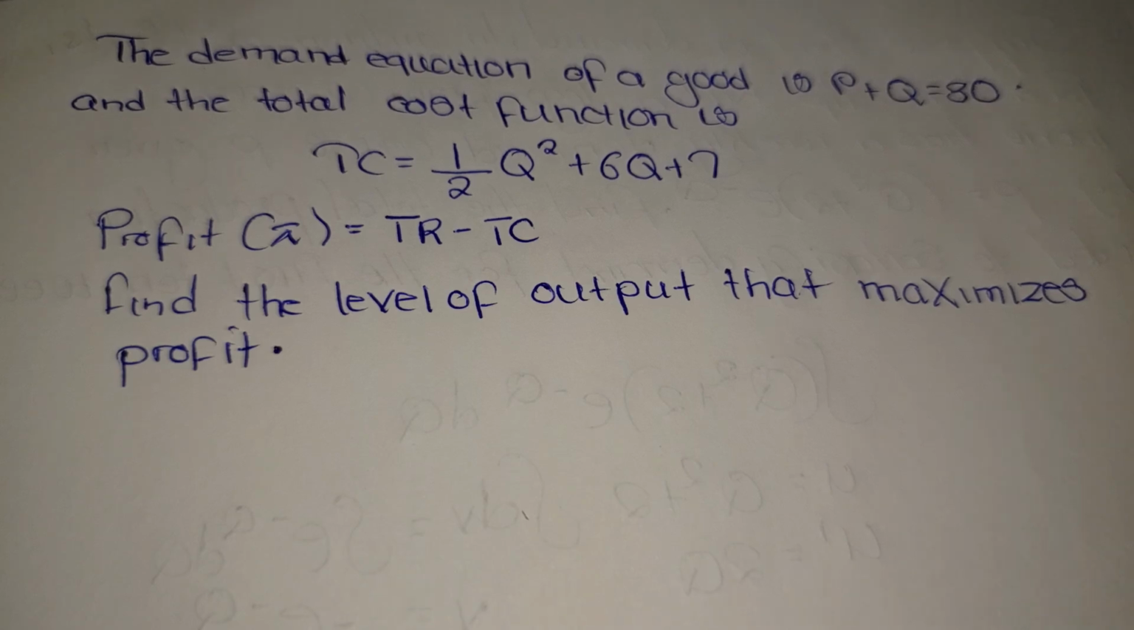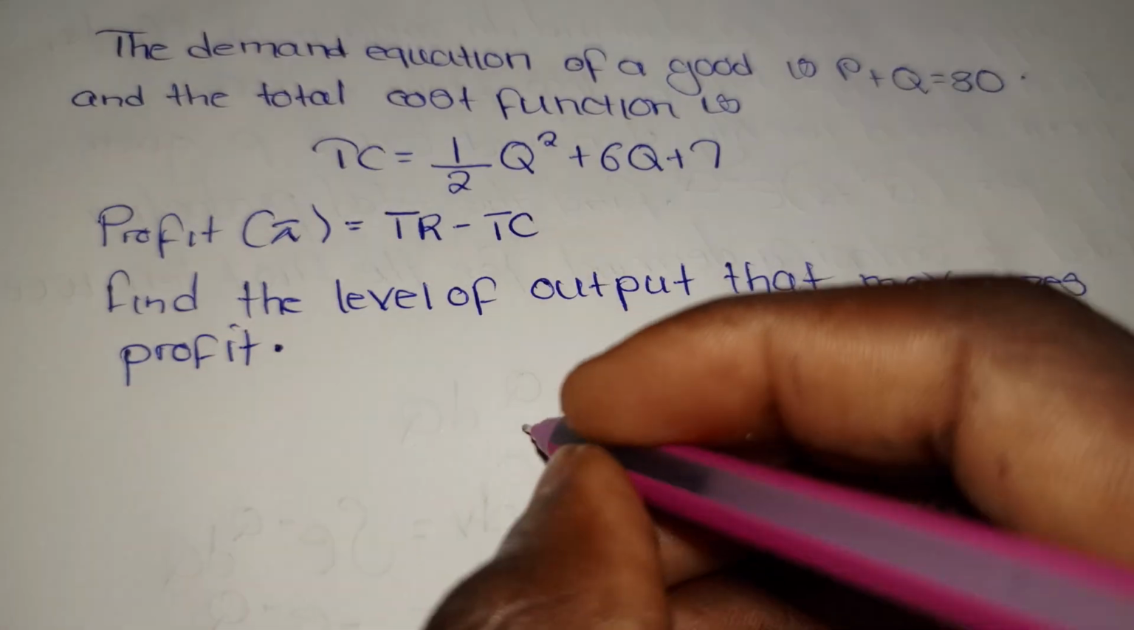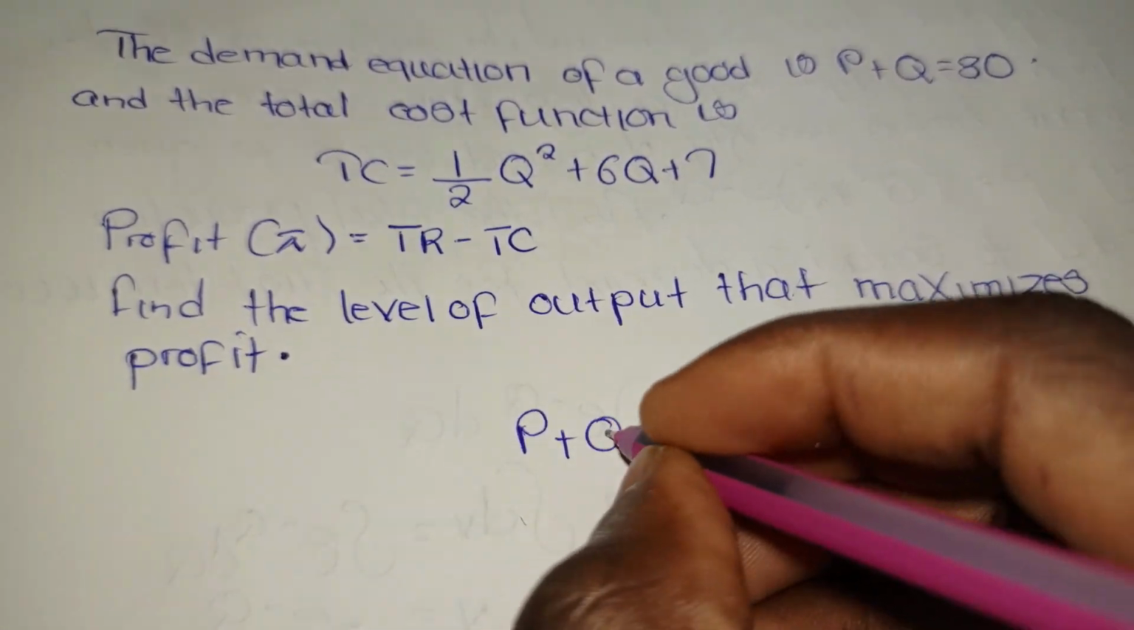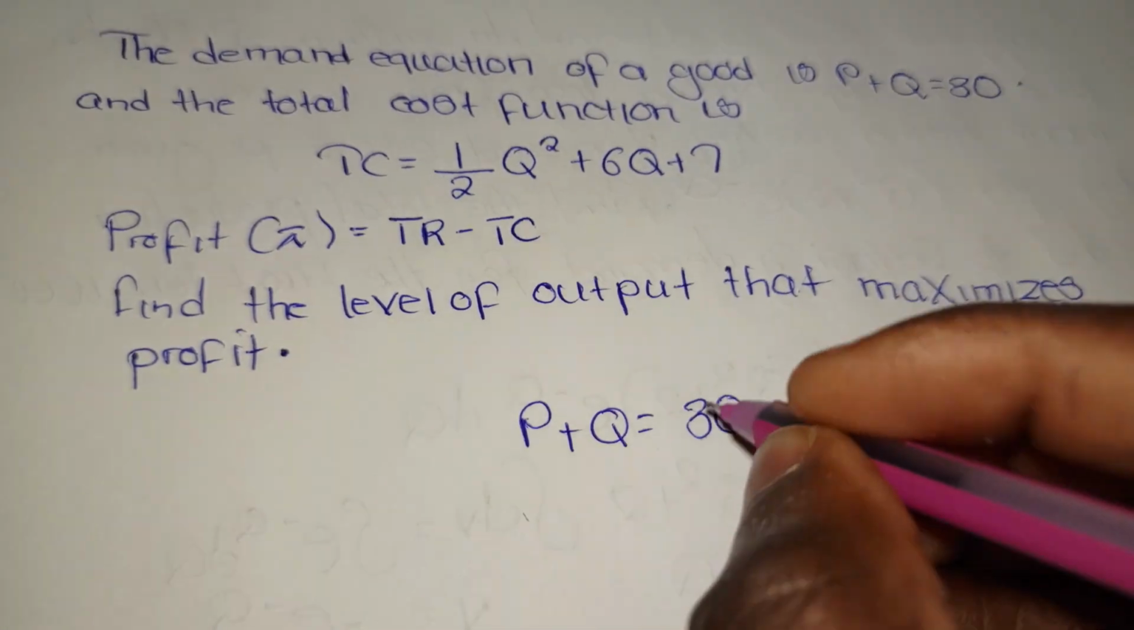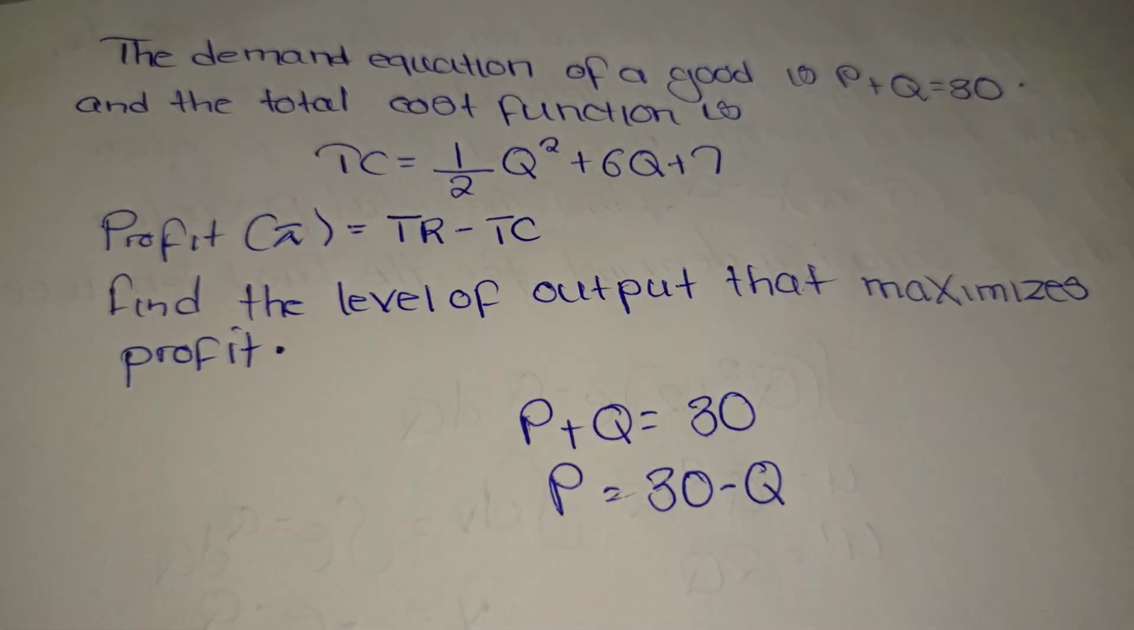So we have one interesting question there which reads: the demand equation of a good is P plus Q equals 30 and the total cost is that. Find the level of output that maximizes profit. We know the demand function is always given in terms of P. So we just make P the subject of the formula, where Q crosses to the other side.